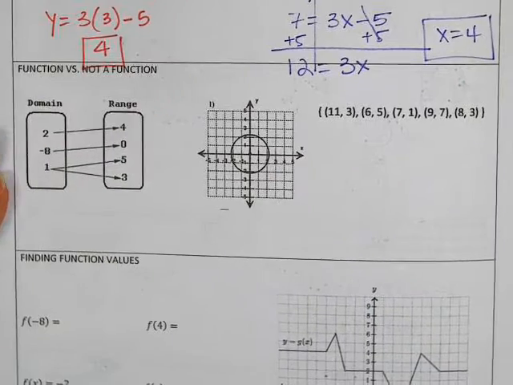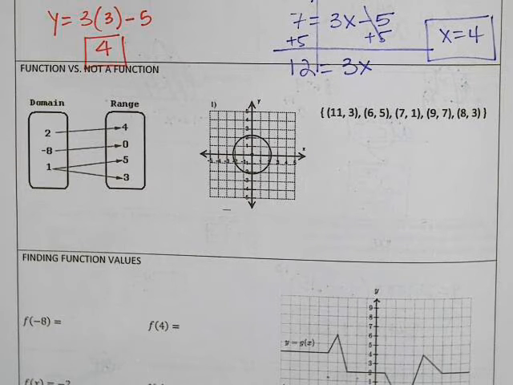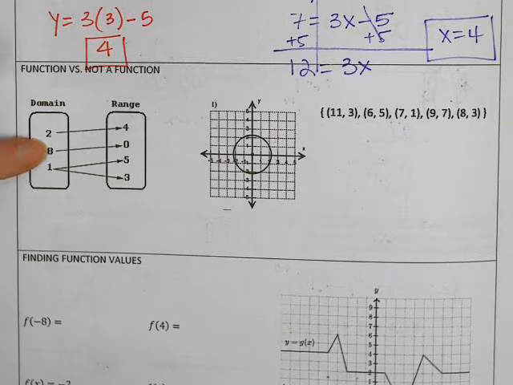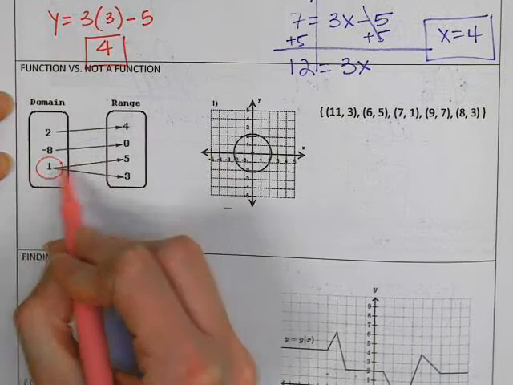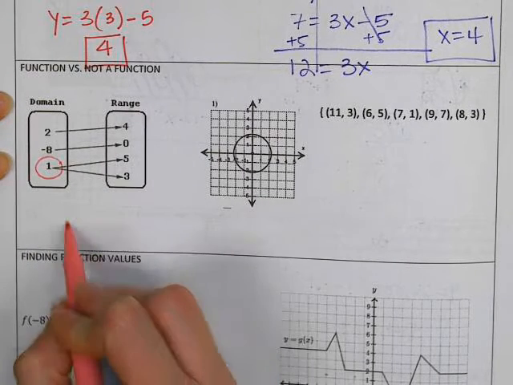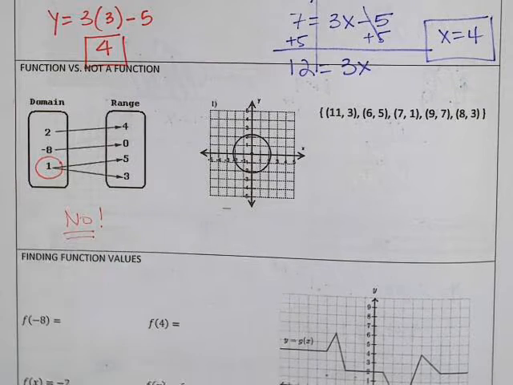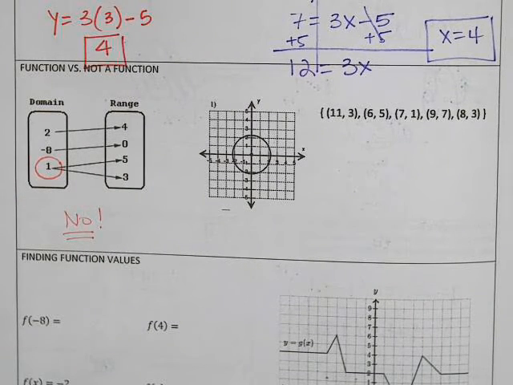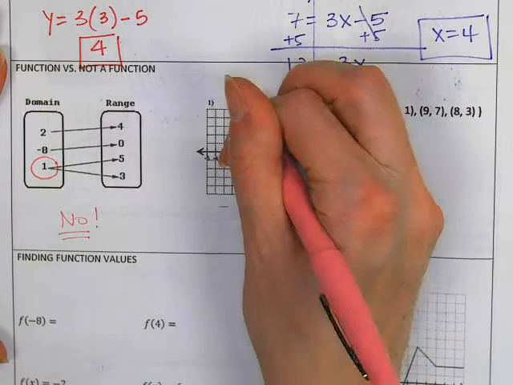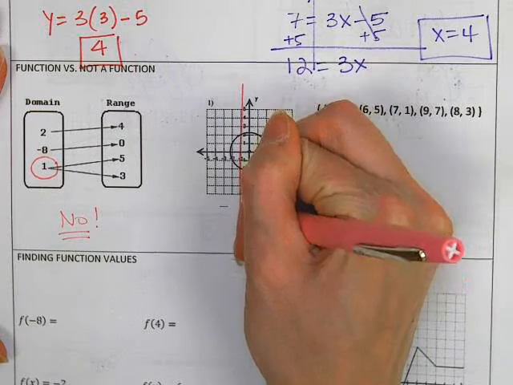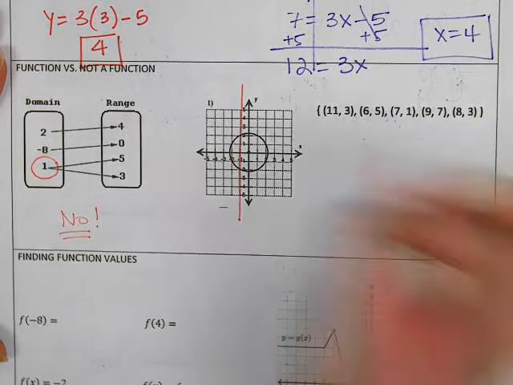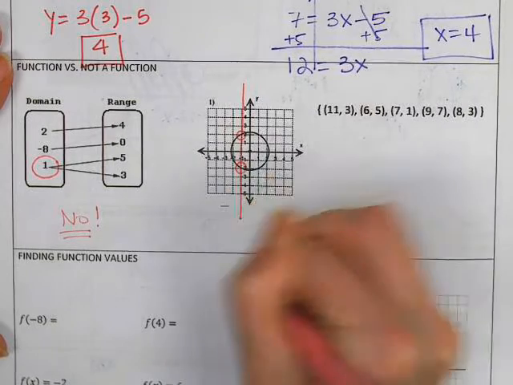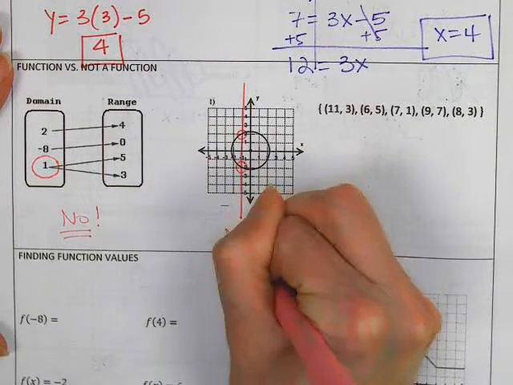And then we did function versus not a function. So just a reminder here, every input can only go to one output. So notice how the 1 is going to 2 different y's. That would make this not a function. Now, if it's a graph, it has to pass the vertical line test. So any vertical line is only allowed to cross the graph once if it's a function. But notice this guy crosses twice, which makes it not a function.